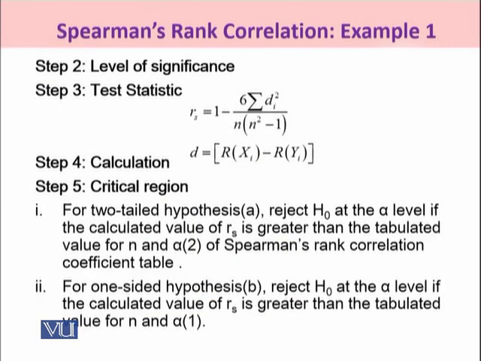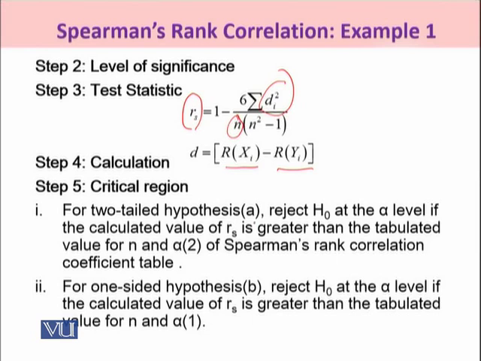Then step 2 would be to consider the level of significance. Under step 3, you would have to consider the test statistic, which in our case is RS. It is 1 minus 6 summation di square, where di is the difference between the ranks of the two observations, di equals rank of xi minus rank of yi, divided by n into n square minus 1, where n is the total number of pairs you have. Step number 4 is the calculation that you will be making for this test statistic. Step number 5, for two-tailed test and one-tailed test, would be different.